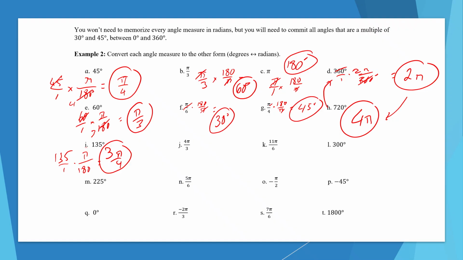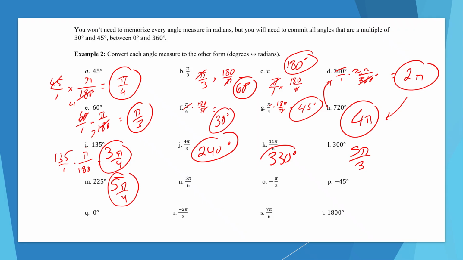And now I'm not going to spend too much time going over the rest of these. These are for you to kind of work out on your own. So try the rest now. Pause the video because I'm about to give you the answers. So for J, should be 240 degrees. K should be 330 degrees. And these are all ones that you will have memorized. 300 is 5 pi over 3. 225, 5 pi over 4. Let me circle my answers as well. 5 pi over 6, 150 degrees.